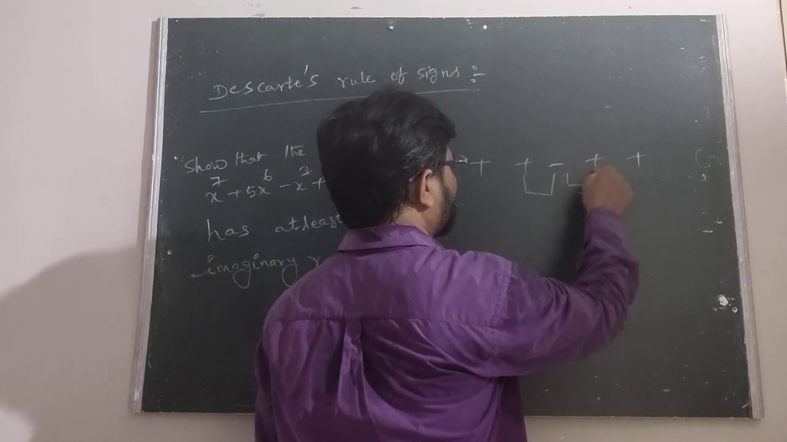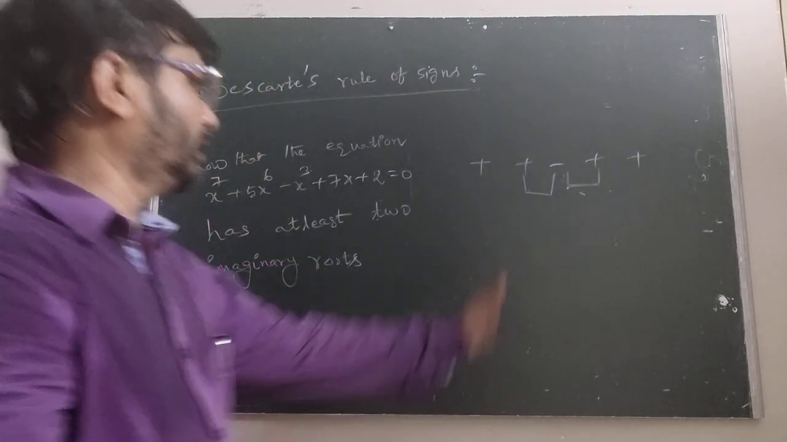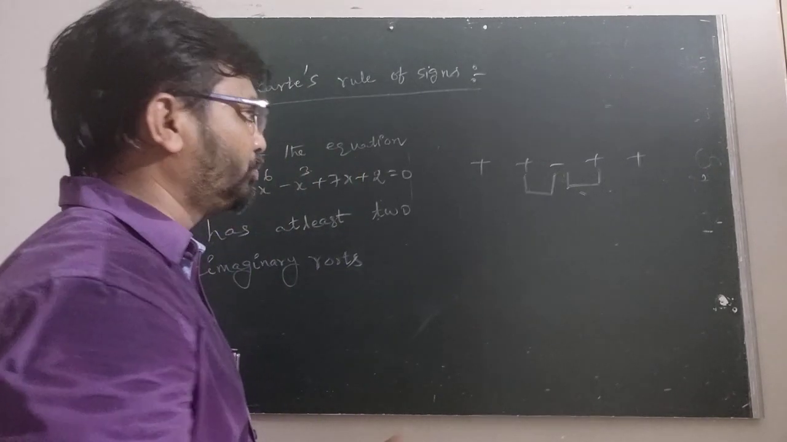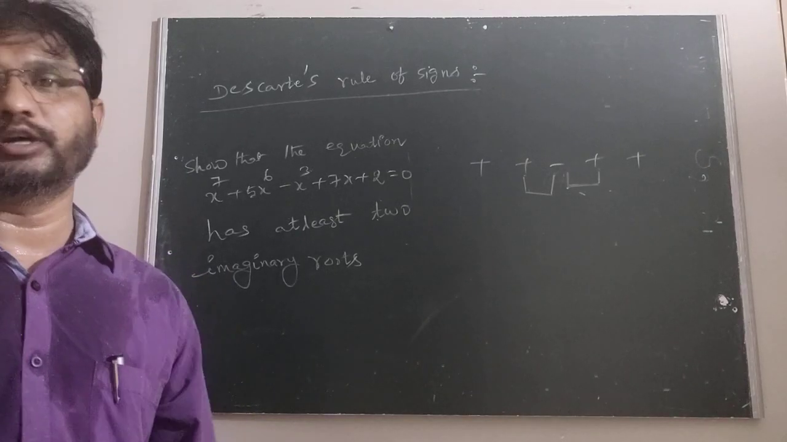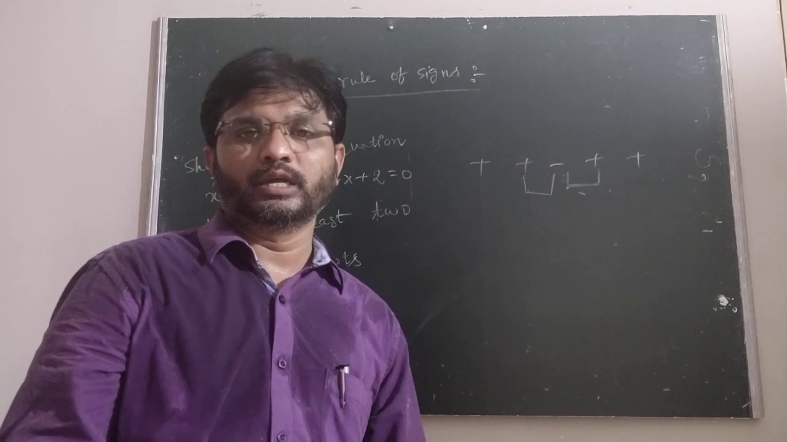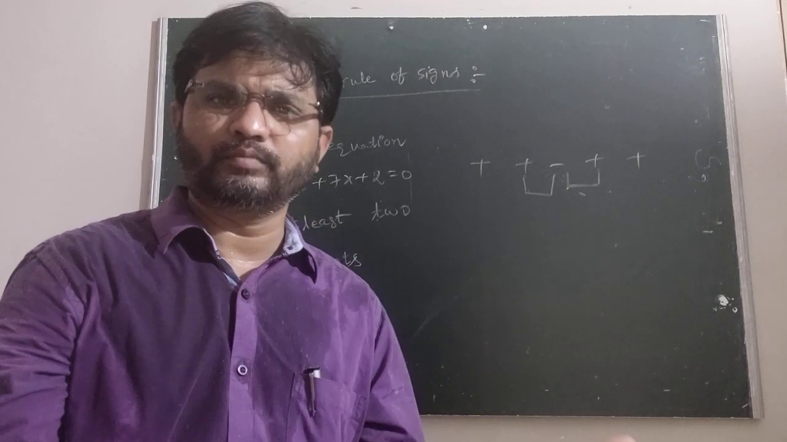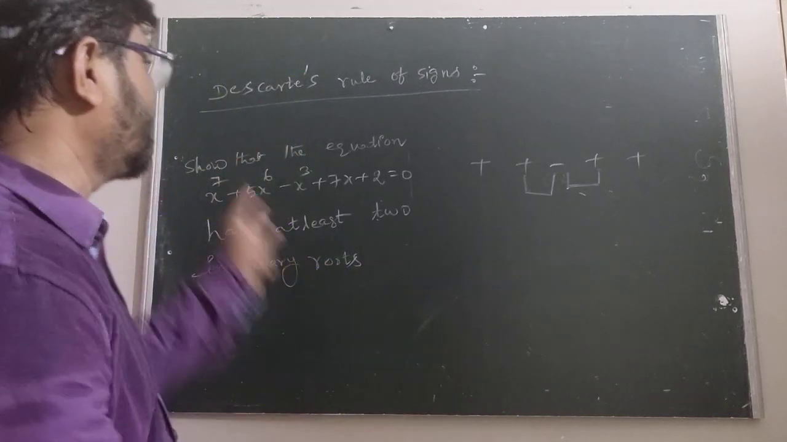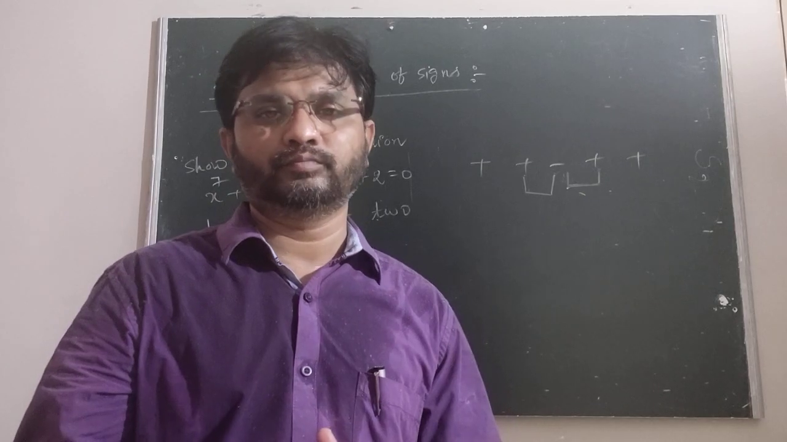What is observed here is that the sign changes 2 times: from plus to minus, and from minus to plus. So this is called at most 2 positive roots. That means maximum 2, it may or may not be 2 positive roots. At most means maximum 2, minimum 0 or 1 or 2. That is the meaning of Descartes rule. It is not compulsory, may or may not be.